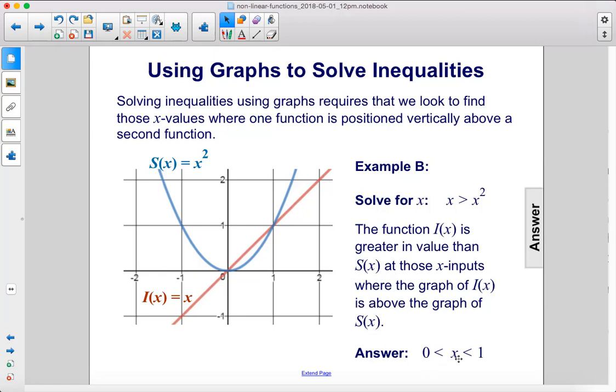So we have 0 to 1. So right here, from this point to this point, you see that the red line is above the blue line. So that's where this graph is larger than this graph.